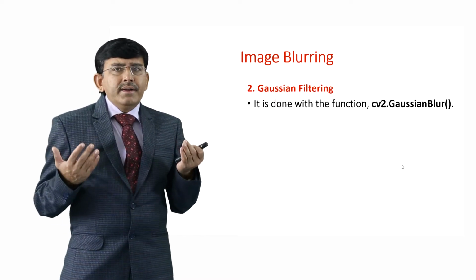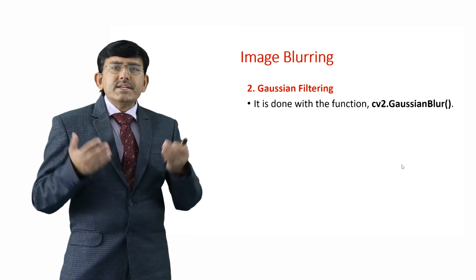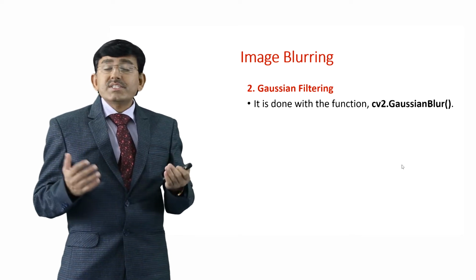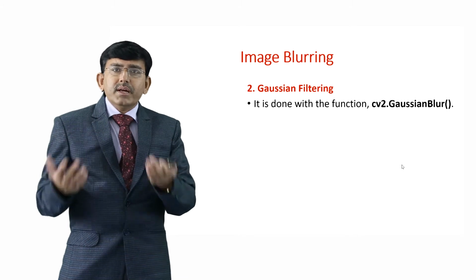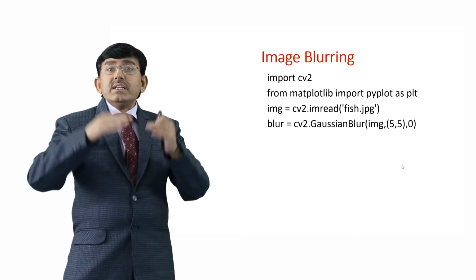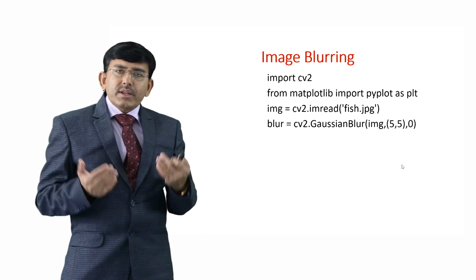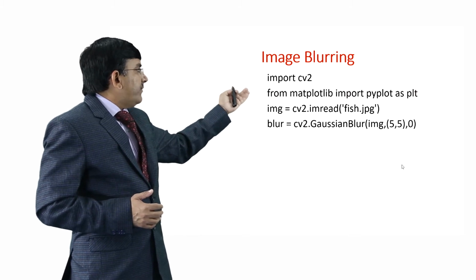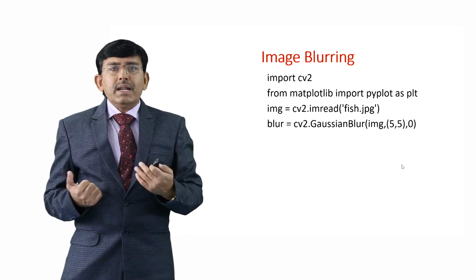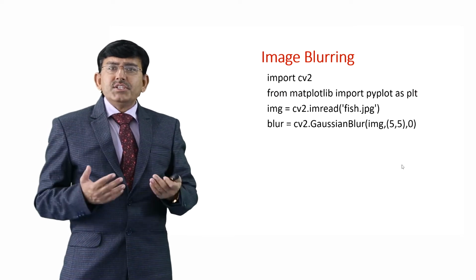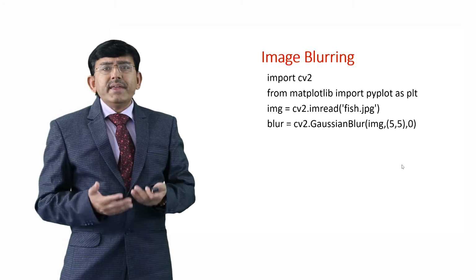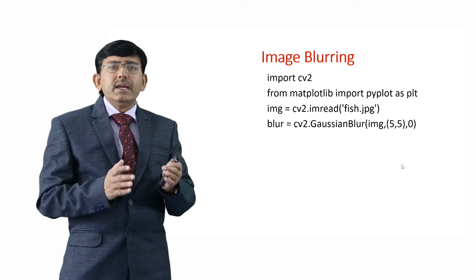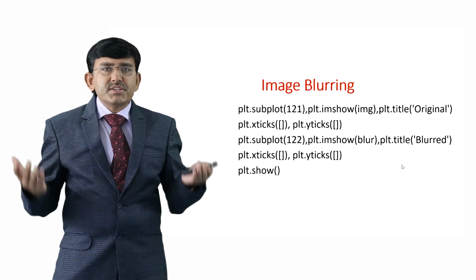Second under blurring is Gaussian filtering. It is done with the function named cv2.GaussianBlur. This function will blur the image according to a Gaussian distribution. For that we have a group of statements. Start with importing cv2 and matplotlib, then read the image, then apply Gaussian blur on that image with a 5 by 5 filter. So it will give the output of blurring according to the Gaussian distribution.